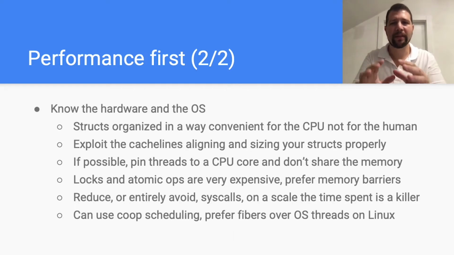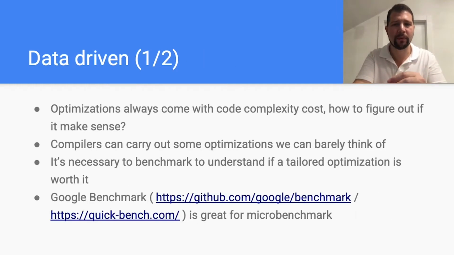Cachegrand is being developed trying to exploit the hardware and the OS as much as possible. Data structures are organized in a convenient way for the CPU, taking advantage of cacheline optimized algorithms, avoiding sharing memory between threads if possible, and keeping the threads pinned to a specific core. Reduce or entirely avoid syscalls because at scale, the time spent switching between user space and kernel space is an absolute killer, and also prefer cooperative scheduling to take advantage of fibers whenever possible.